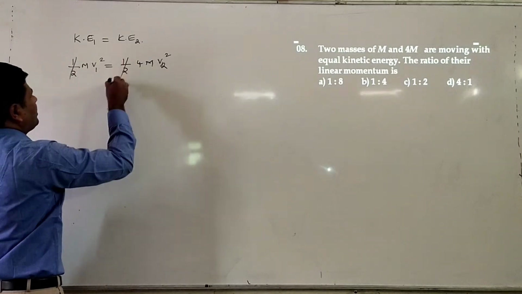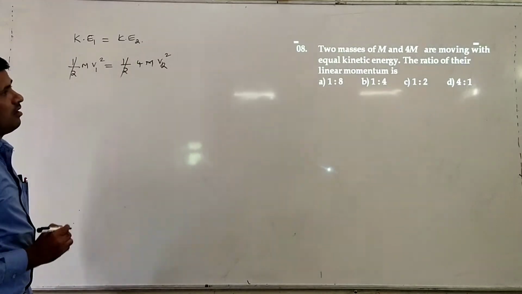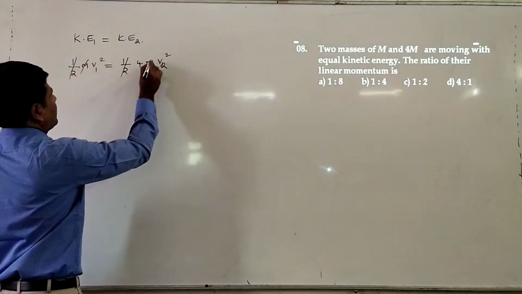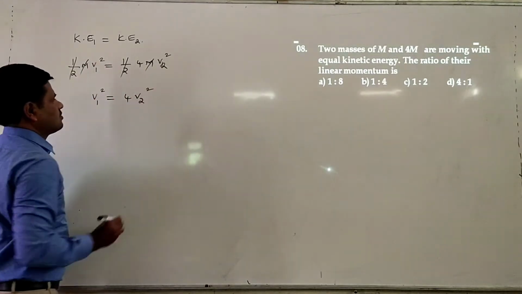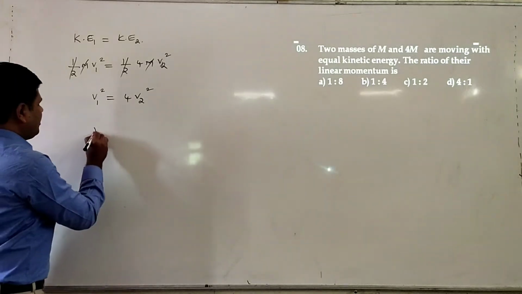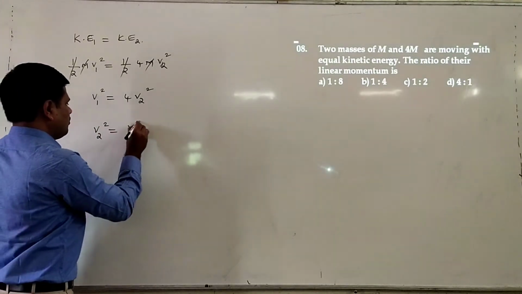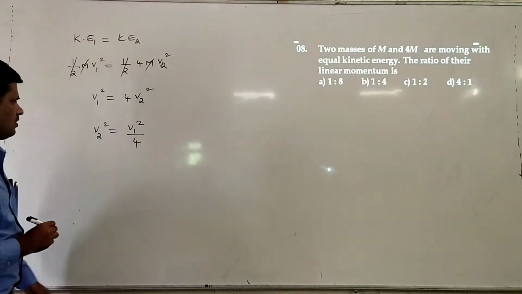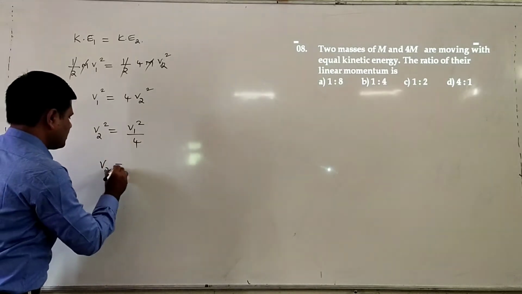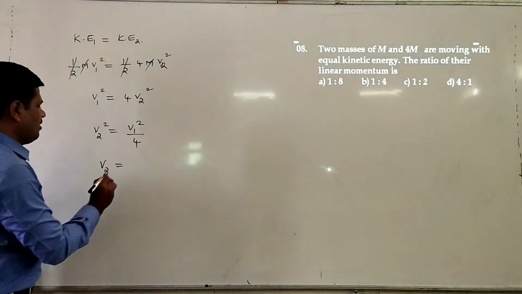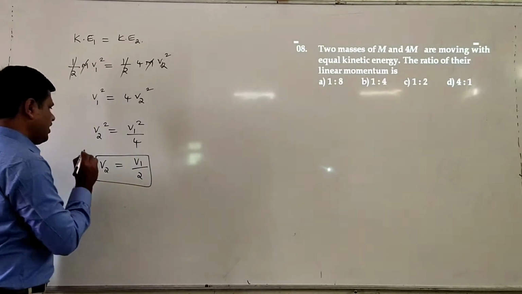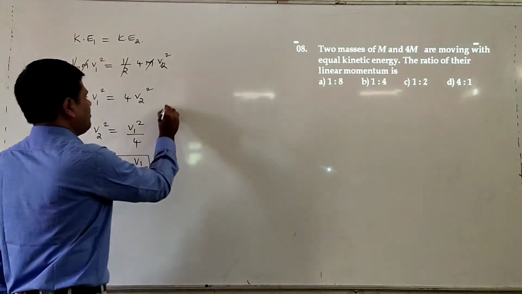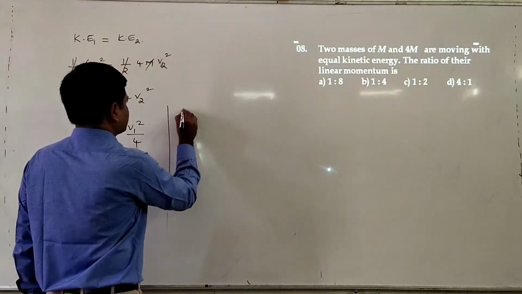Here the half gets cancelled. The mass m also gets cancelled. So v1 squared is equal to 4 v2 squared. From this I am writing v2 squared is equal to v1 squared by 4. Taking the square root, v2 is equal to v1 by 2. The ratio of momentum is being asked, p1 by p2.